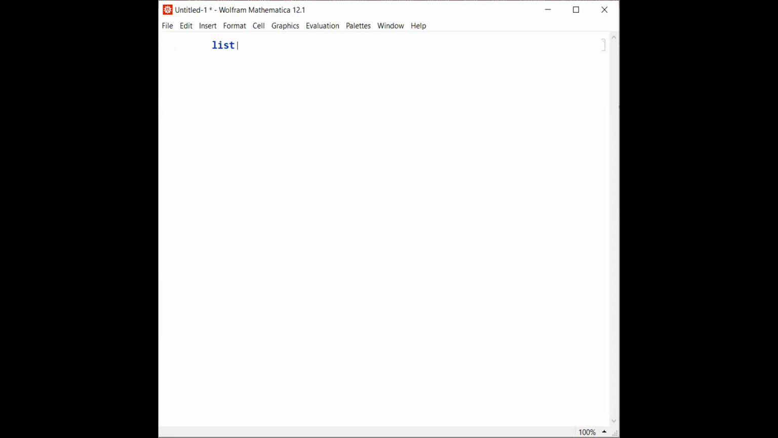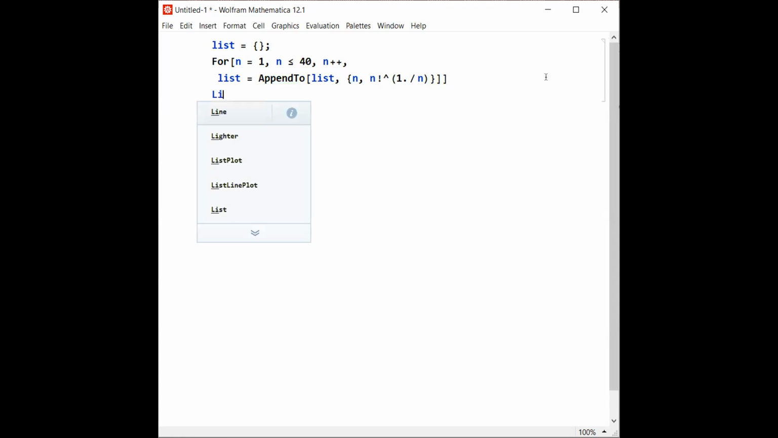So let's get us some data. Let's try 40 and plus 2 list, and then we'll do factorial 1 over n. And by doing it as one point, that's going to make it just numerical approximations. And then what I'll do is I'll do list plot.